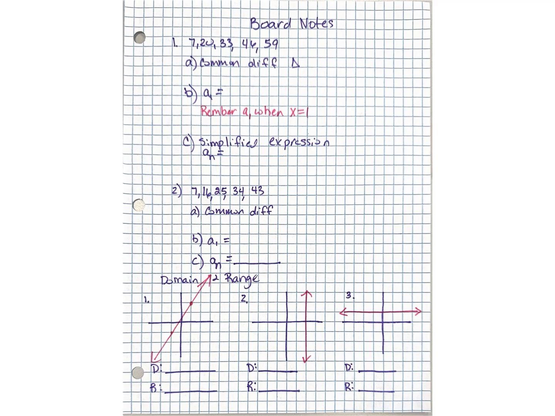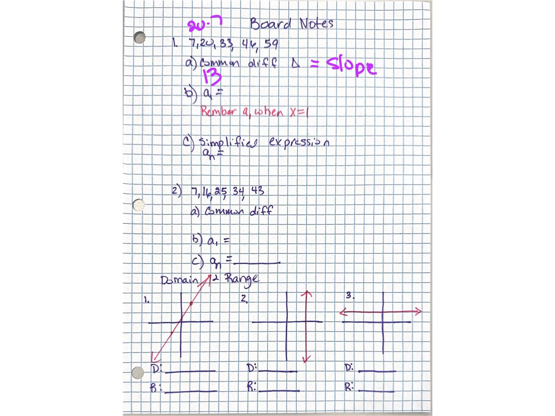Okay, number one. First, we're going to find the common difference. To do that, you have to figure out if you're going up or down. And of course, we are going up. So you're going to take 20 minus 7, which you get 13. So that's going to be your common difference. And reminder, what we learned yesterday is our common difference was the same as our slope.